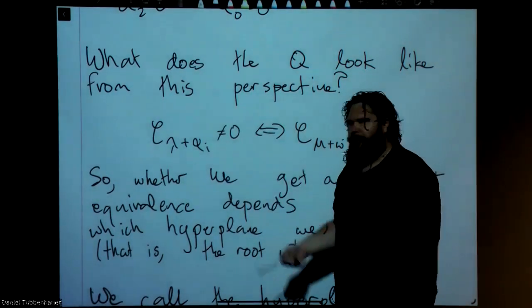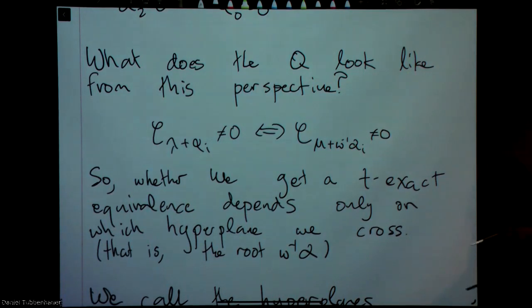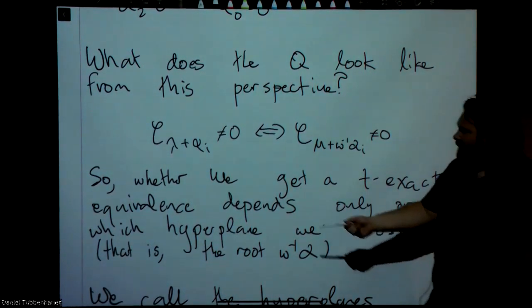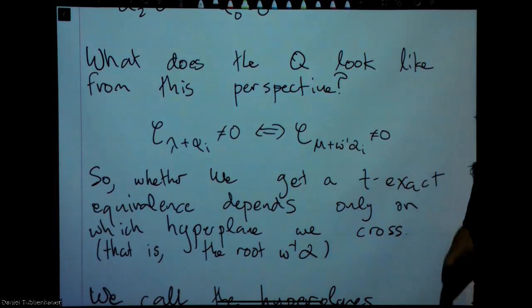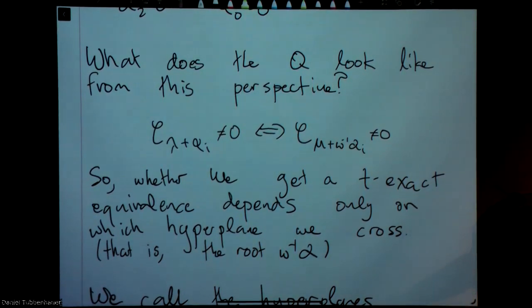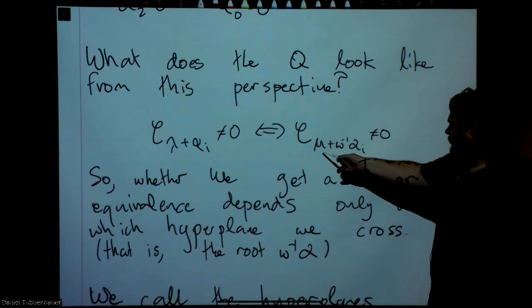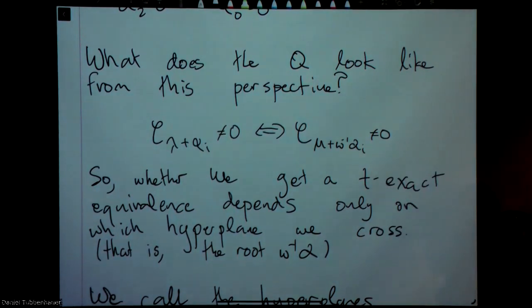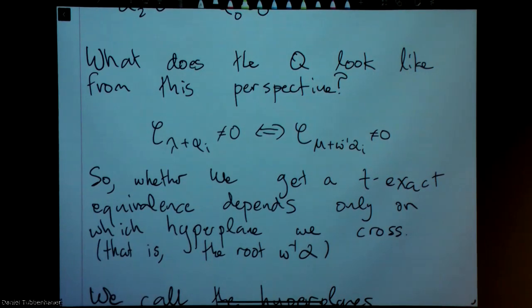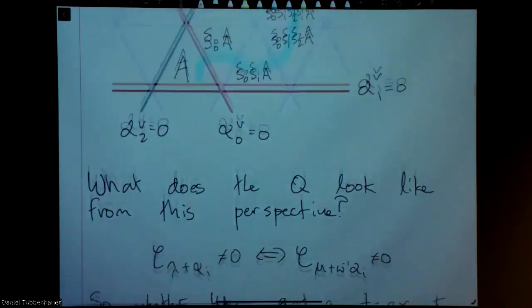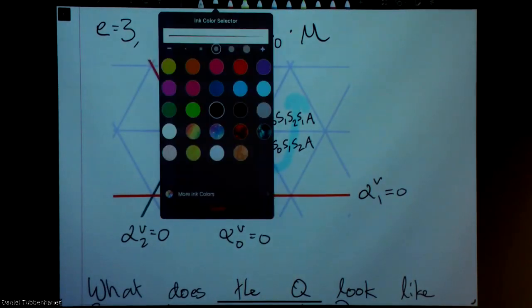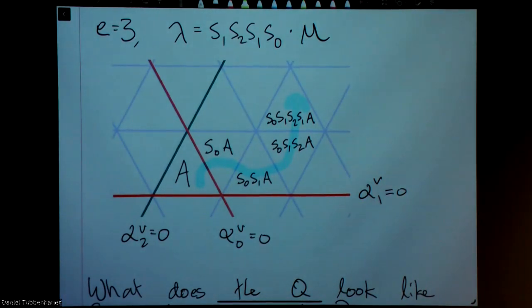Well, I can look at this weight space, but I can also look at its image under any element of the affine Weyl group. So I can take lambda plus alpha I, and I can apply W inverse. And I find this is the same as the question of: I take mu and I add W inverse alpha I, and I ask, is that a non-zero weight space? So I just want to go back to my picture. Remember, each reflection corresponds to crossing one hyperplane, and the hyperplane involved is exactly W inverse times alpha I.